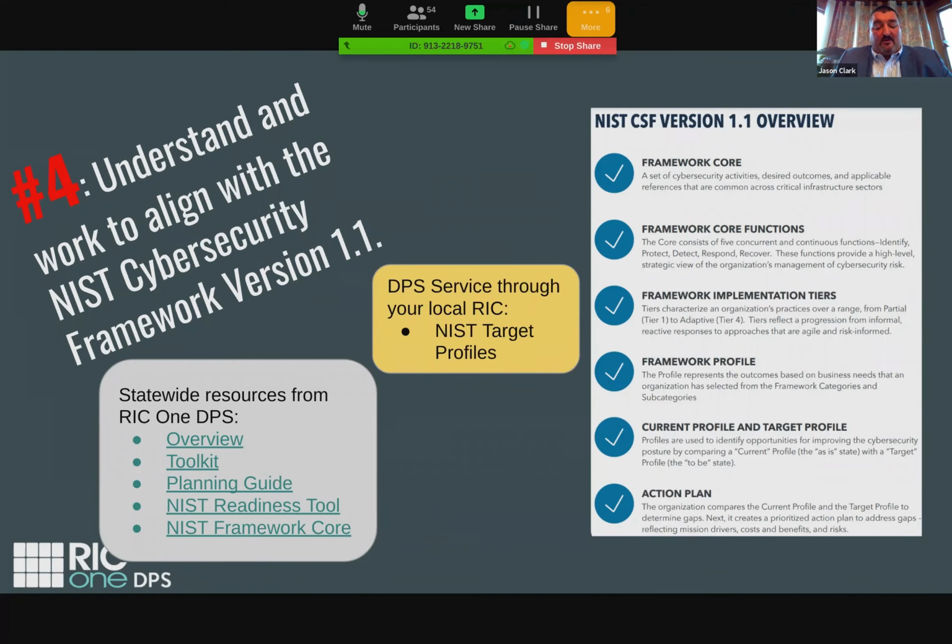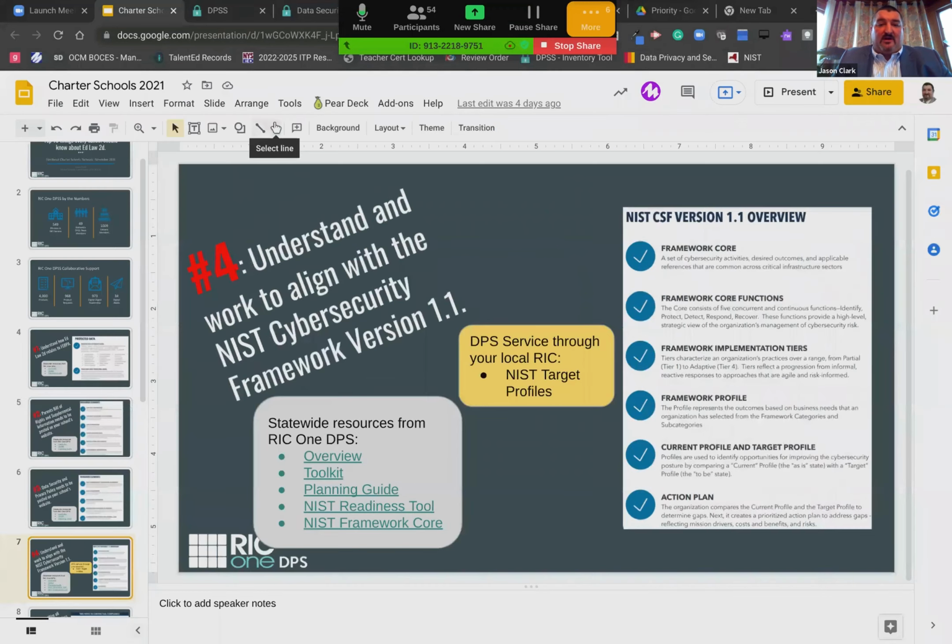If you're not aware what NIST is, I'm going to pop over here to see if I can get this out of the way.